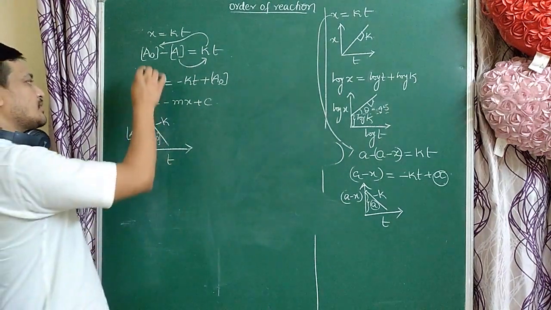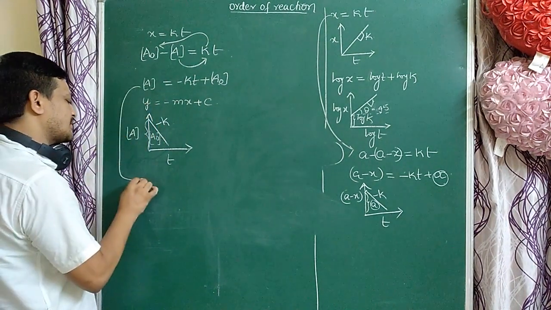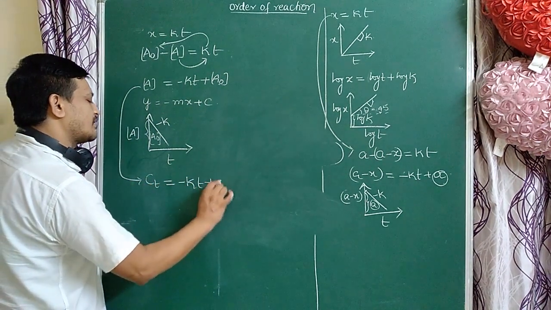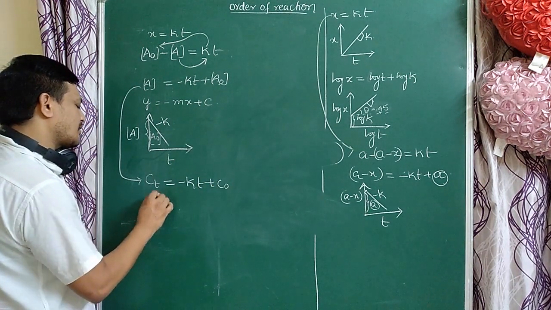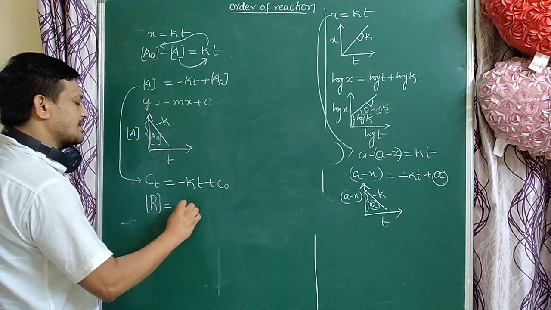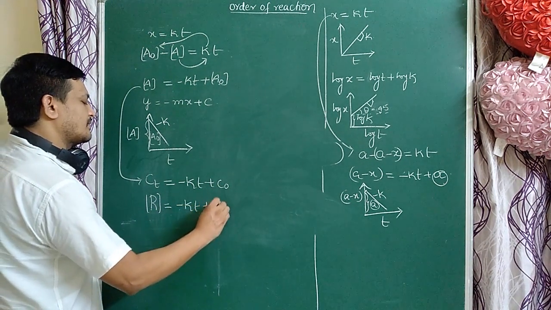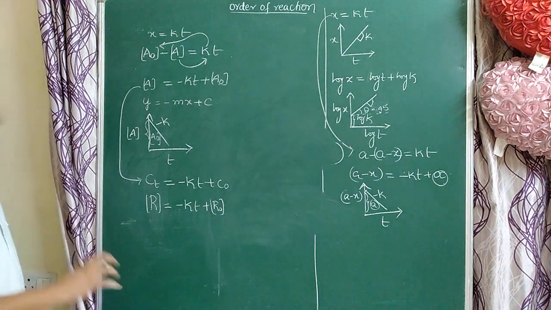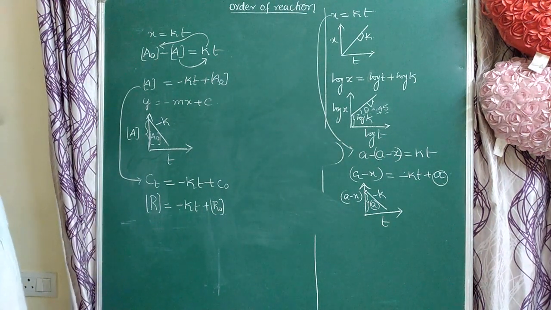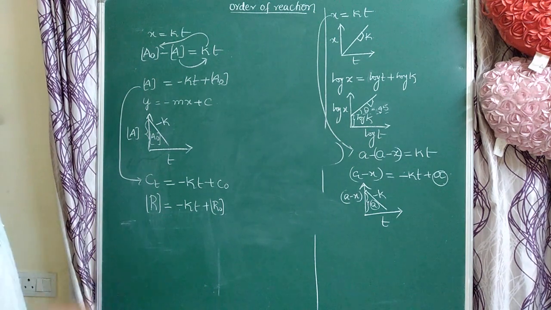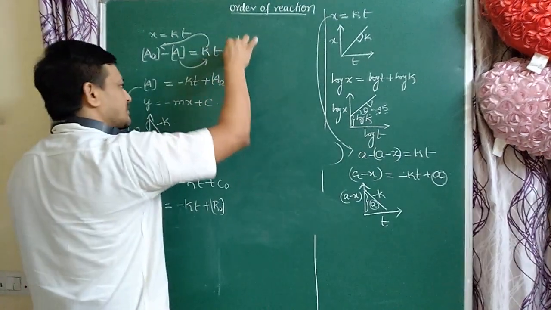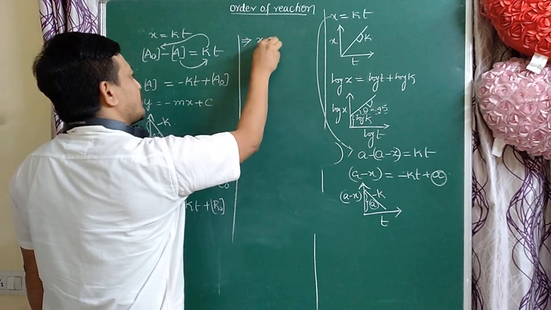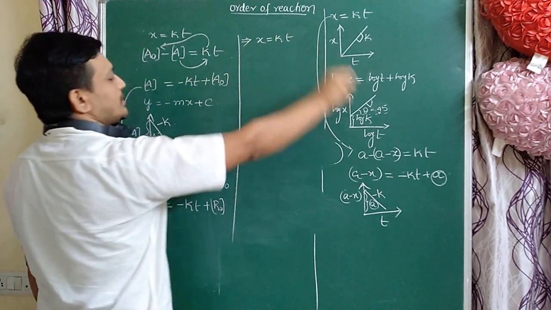This equation is also represented as Ct equal to minus kt plus C naught, or R equal to minus kt plus R naught. These all representations are equal, but different letters are there. So these are the zero order reaction rate equations.